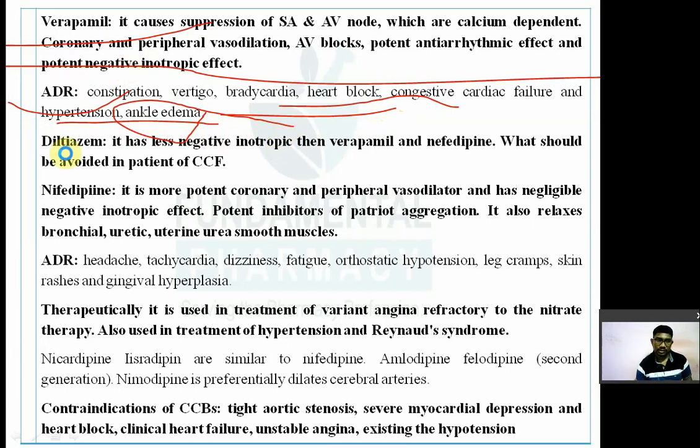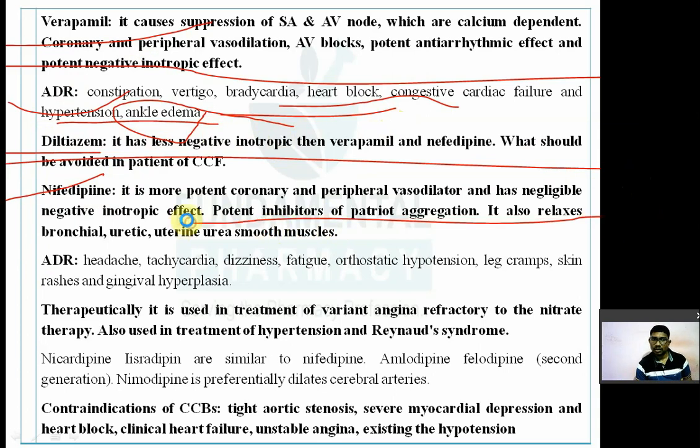Now next drug is the diltiazem. It has less negative inotropic action than verapamil and nifedipine, and it should be avoided in patients with congestive cardiac failure. Now nifedipine is a more potent coronary and peripheral vasodilator and has a negligible negative inotropic effect. Potent inhibitor of platelet aggregation. It also relaxes the bronchial and uterine muscle. Adverse reactions क्या हैं देखो: headache, tachycardia, dizziness, fatigue, orthostatic hypotension, leg cramps, skin rashes and gingival hyperplasia.